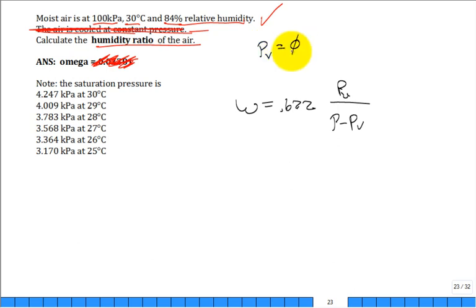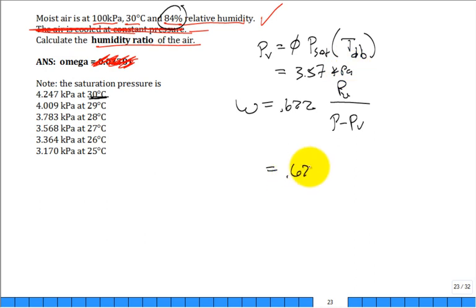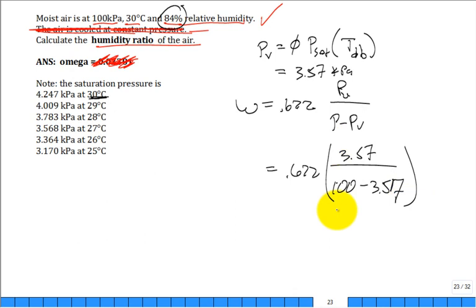It's relative humidity, 84% times the saturation pressure at what temperature? Dry bulb. The 30 degrees C. So we did this before. We calculated that to be close to 3.57, right? So now what you do is 0.622 times 3.57 divided by 100 minus 3.57. And you should get a number like that.